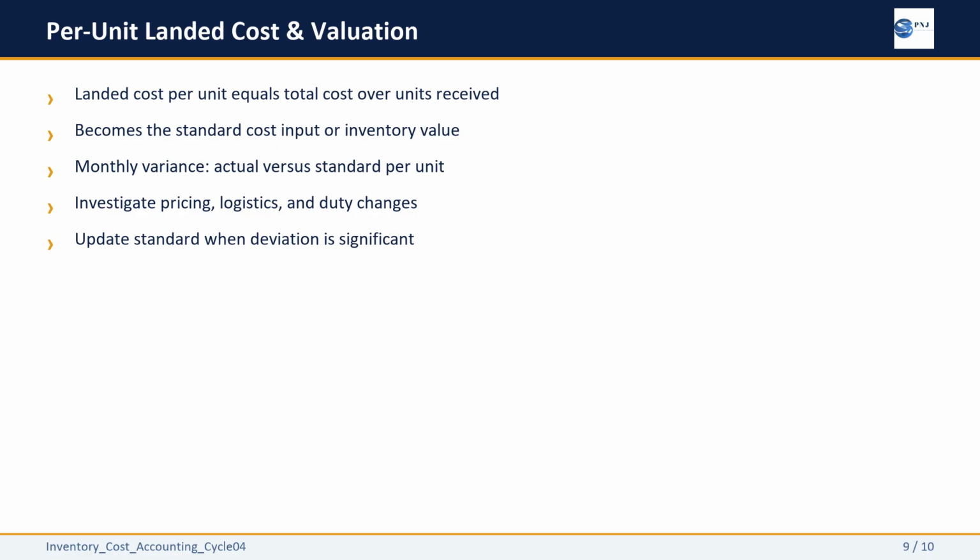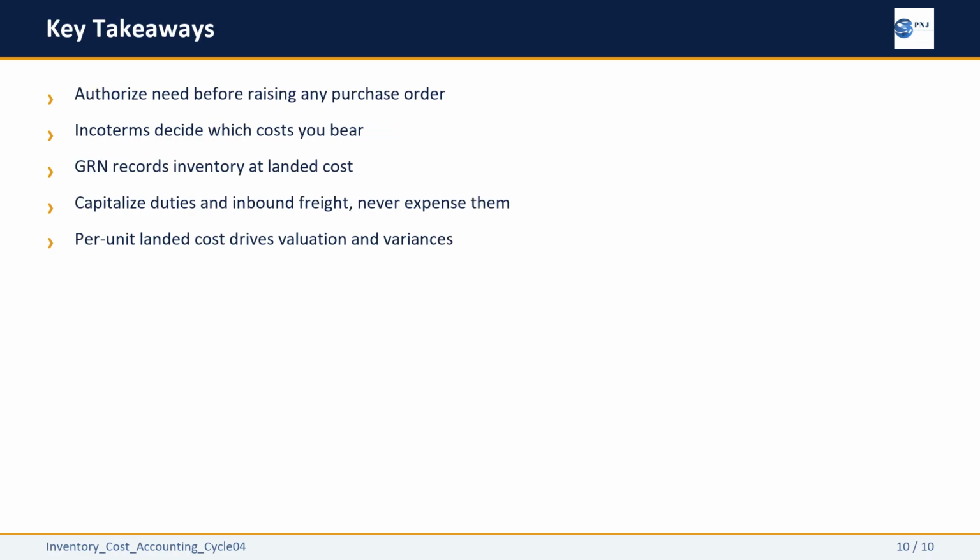Let's pull the threads together. Procurement begins with an authorized need, and no goods enter without an approved purchase order behind them. Incoterms quietly decide which costs you carry, so read them before you sign. At receipt, the 3 checks protect stock quality, and the GRN records the inventory asset at landed cost. Above all, remember that import duties and inbound freight are capitalizable, never expensed, because expensing them understates inventory and distorts cost of goods sold timing.